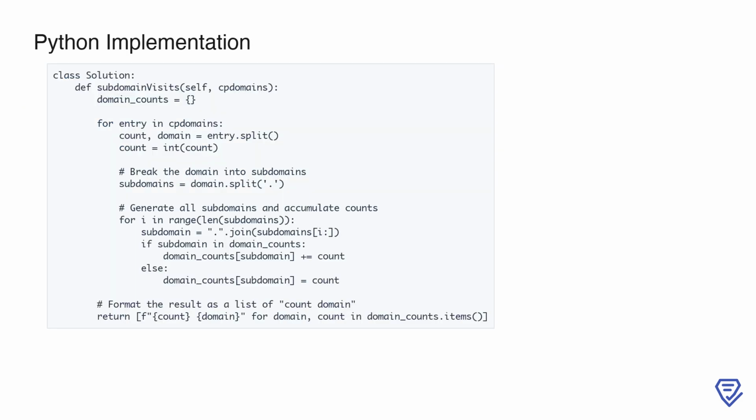This Python implementation solves the LeetCode problem number 811, subdomain visit count. The function subdomain visits takes a list of strings as input, where each string contains a visit count followed by a domain name. The goal is to calculate the total visit counts for each subdomain present in the input list. Step-by-step explanation. 1. Initialization. First, we initialize an empty dictionary domain_counts to store the cumulative counts for each subdomain. The keys are subdomain names, and the values are their respective visit counts.